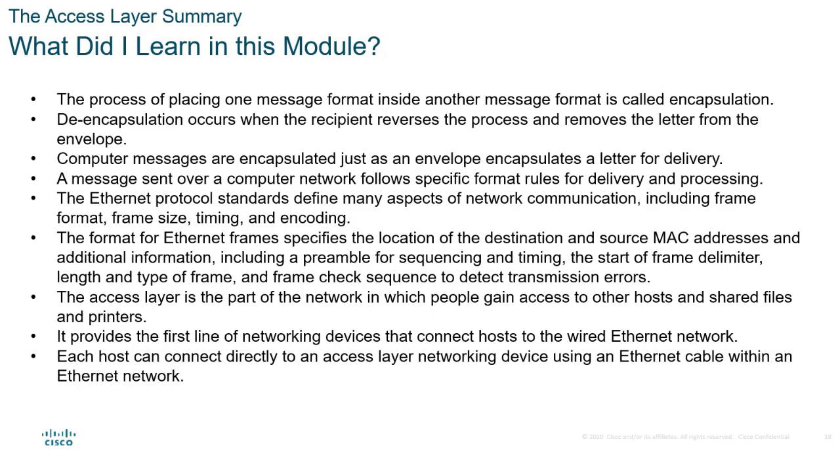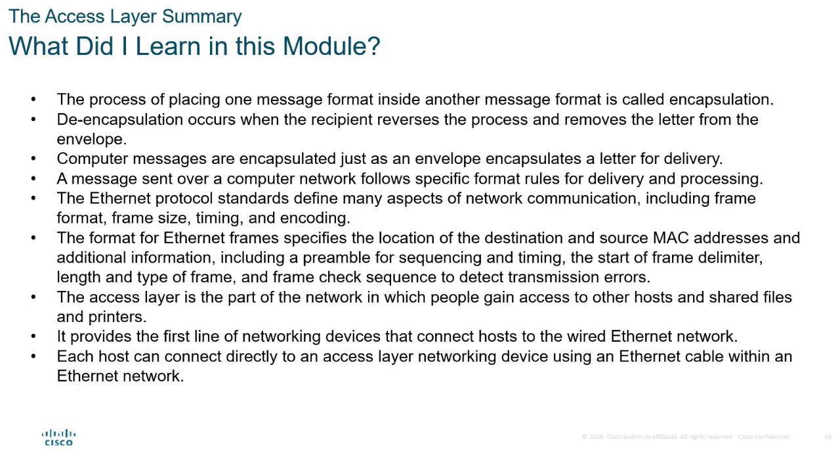Then the format of the Ethernet frame specifies the location of the destination and source MAC address, and additional information, including the preamble for sequencing and timing, then the start of frame delimiter, length, type of frame, and frame check sequence to detect transmission errors. Those are the pieces of information that are added at the transport and network layer.